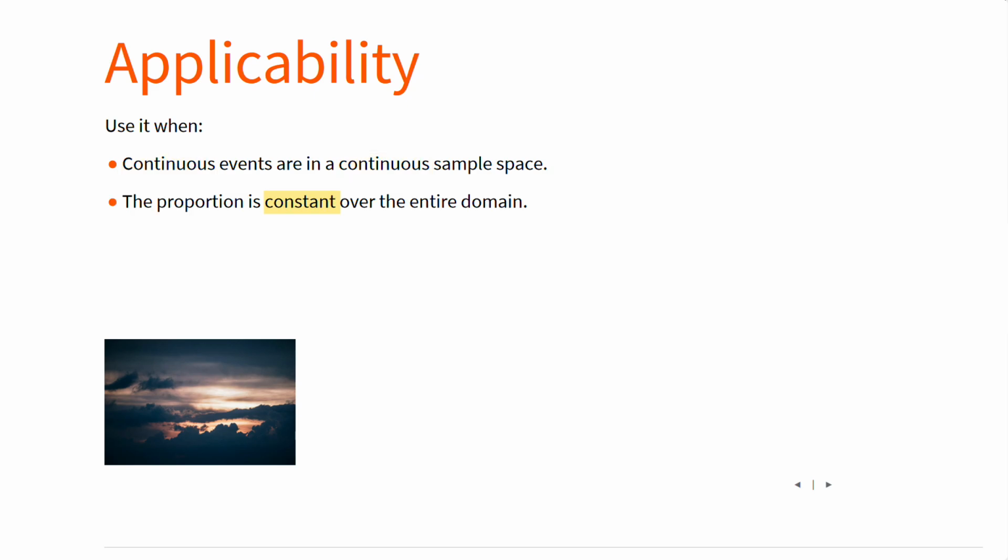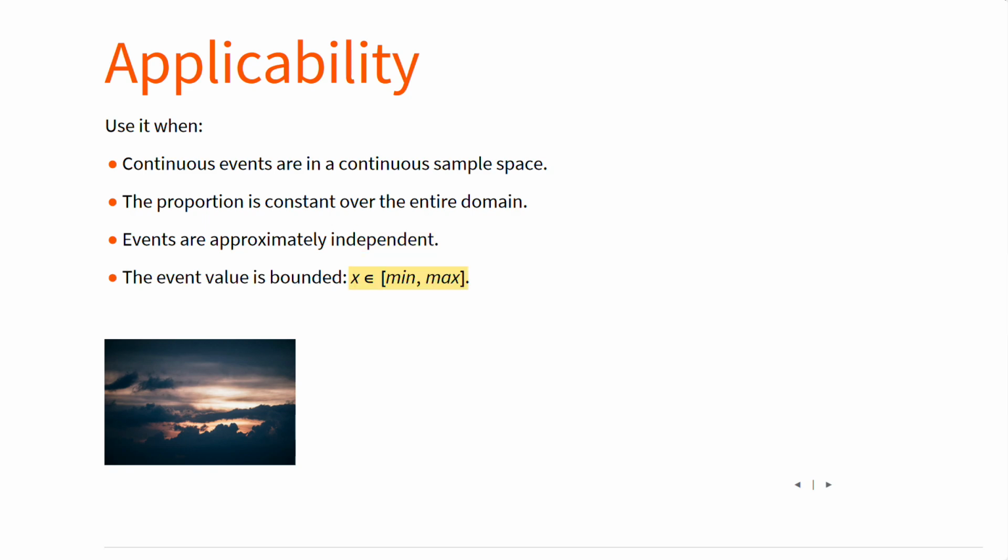The most common assumption does not mean it's the best one, so try to be careful when you assume uniformity. It should be a distribution for continuous events on a continuous sample space, where the rate or proportion is constant. Events must be approximately independent of each other, and most importantly, in my experience, the event must be clearly bounded between two values, a minimum and a maximum.